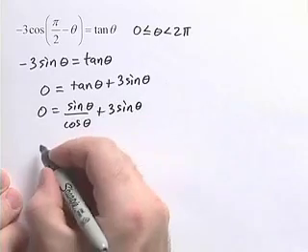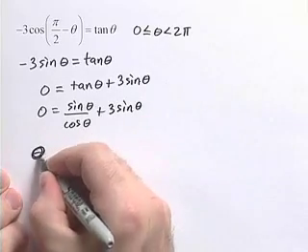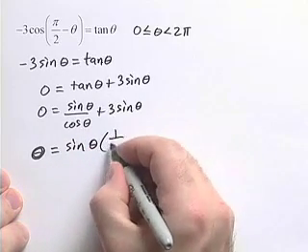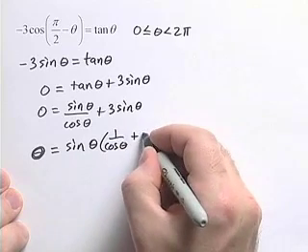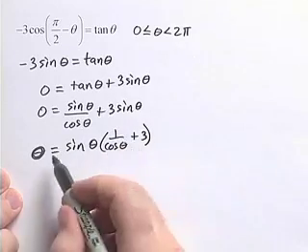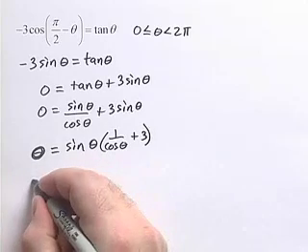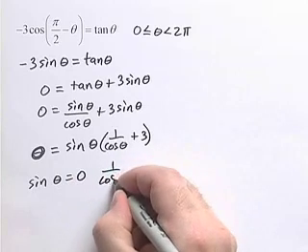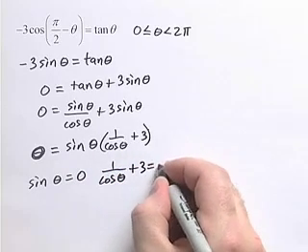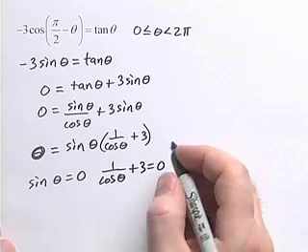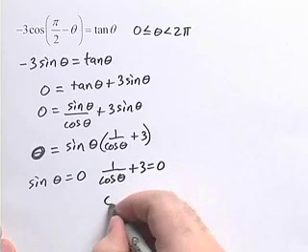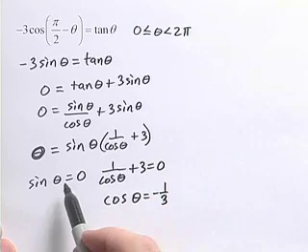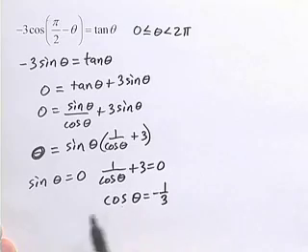Here we can factor a sine theta out. 0 is equal to sine of theta times (1 over cosine theta plus 3). We're going to set each one of these factors equal to 0. So we'll get sine of theta is equal to 0, and we'll get 1 over cosine theta plus 3 is equal to 0. And this second equation here will yield us cosine of theta is equal to -1/3. So we need to find values for theta that solve these two equations.